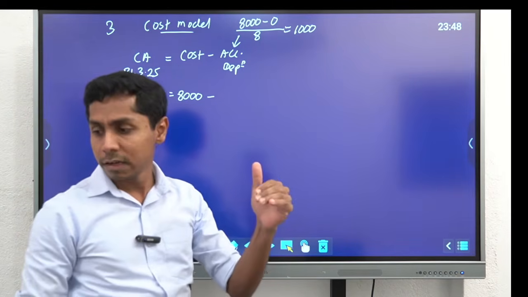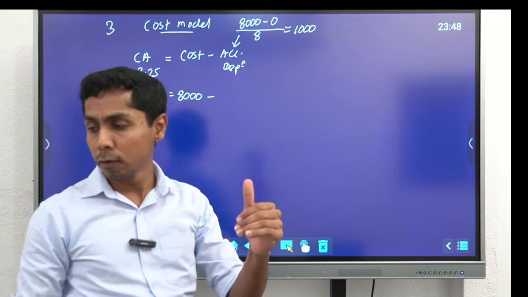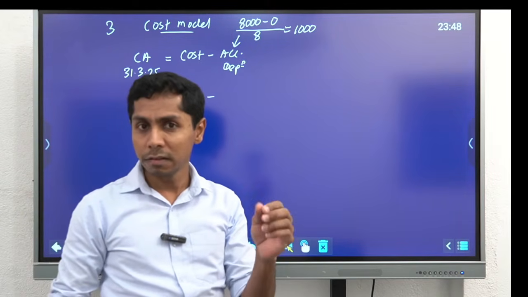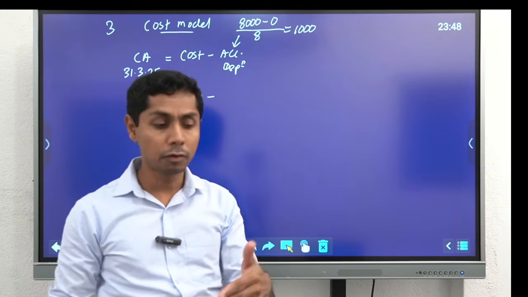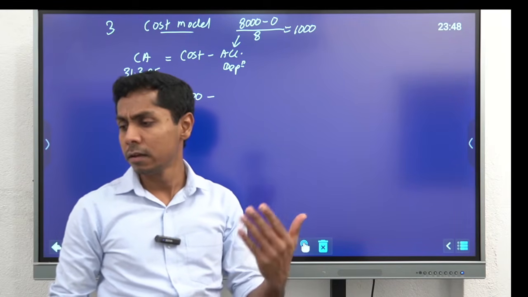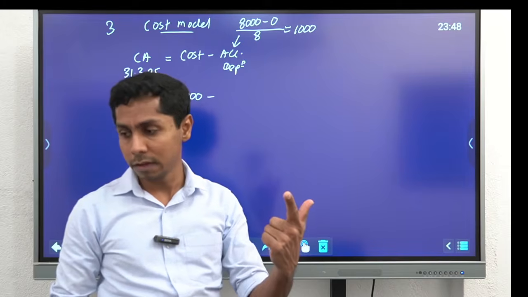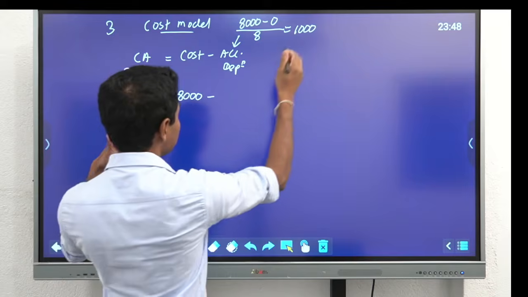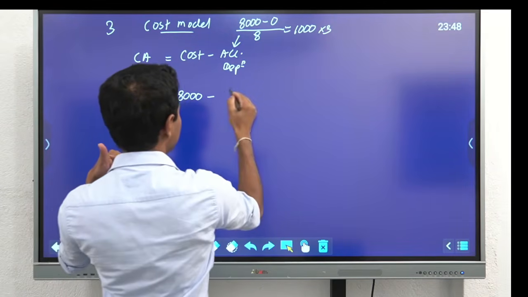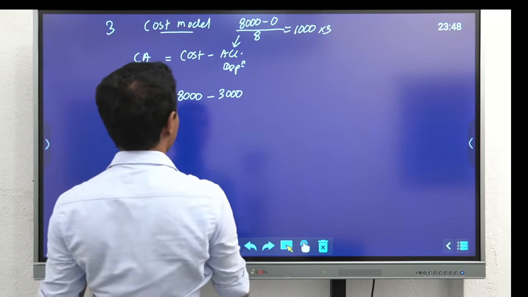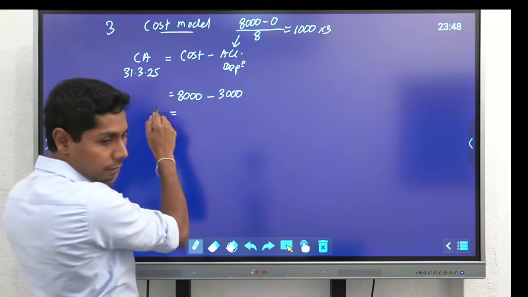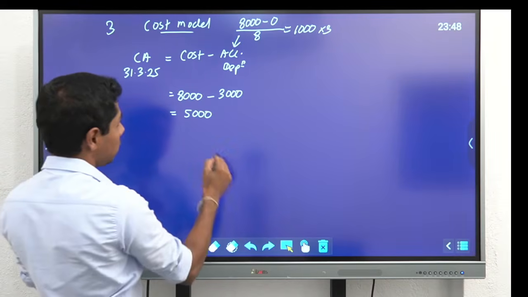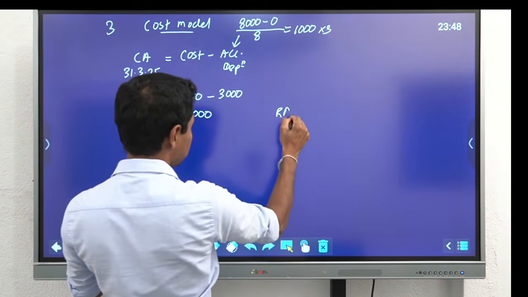We purchased the asset on 1st April 2022, but we do this impairment test on 31st March 2025 after 3 years time. Am I correct? 23, 24, 25, 3 years. So the accumulated depreciation as at 31st March 2025, 1000 into 3, 3000, right? So the carrying amount of the asset as at 31st March 2025 is 5000, correct? So we have to compare this with the recoverable amount.